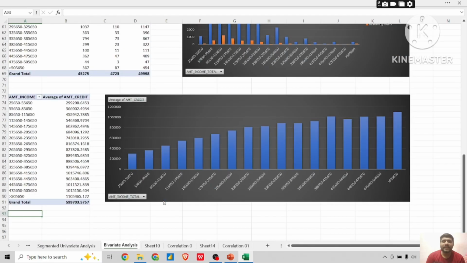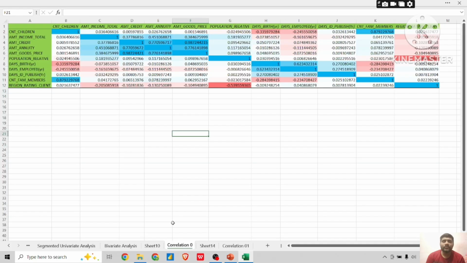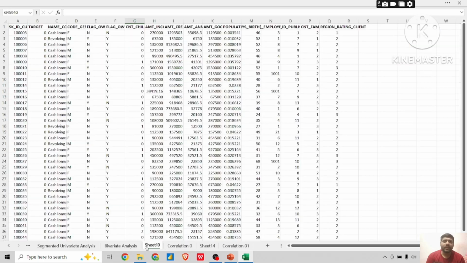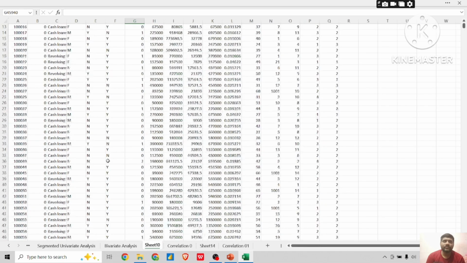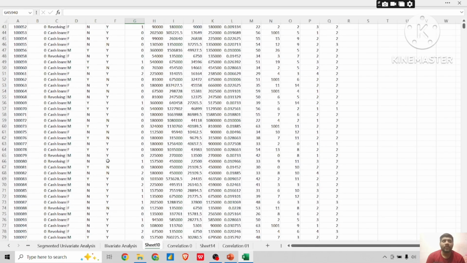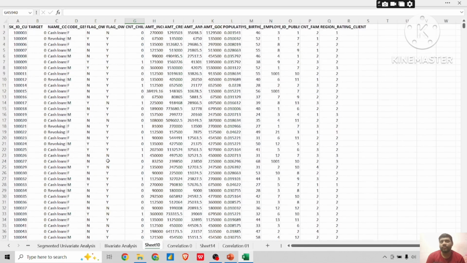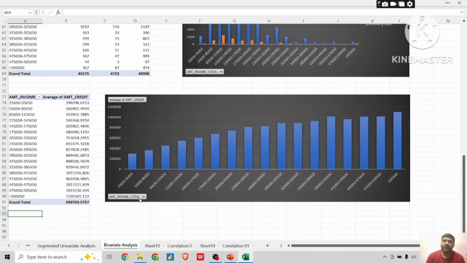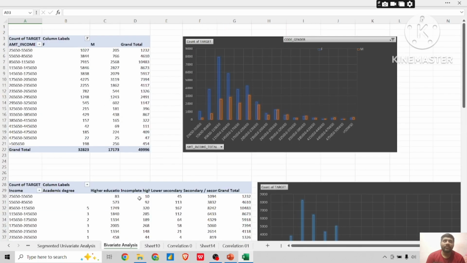Education level versus income level. Lastly, let's look at education level. The majority of applicants with only secondary or higher secondary education are concentrated in the 85,000 to 1,45,000 income range, and these groups also contribute heavily to defaults. So, education type paired with income level becomes another critical indicator in loan performance analysis.